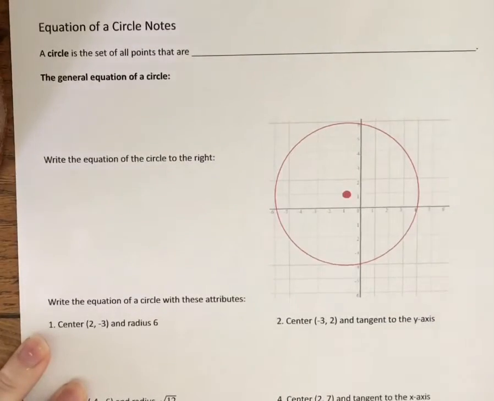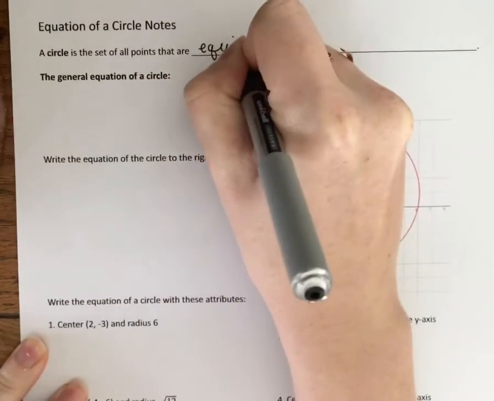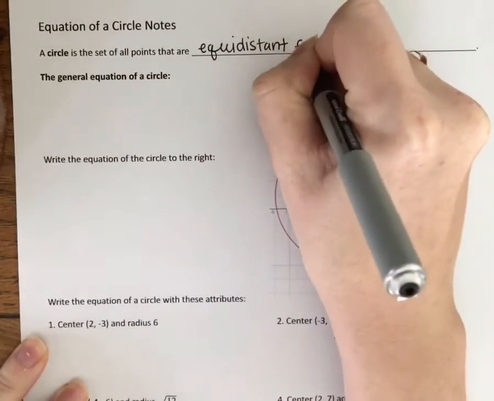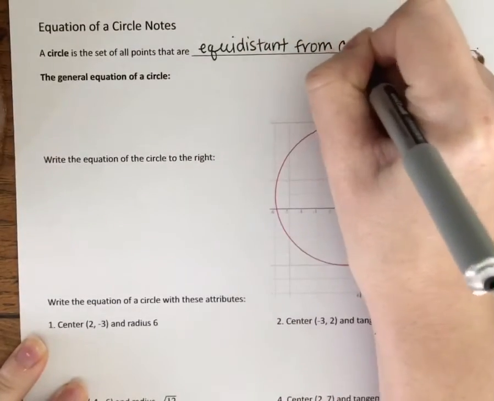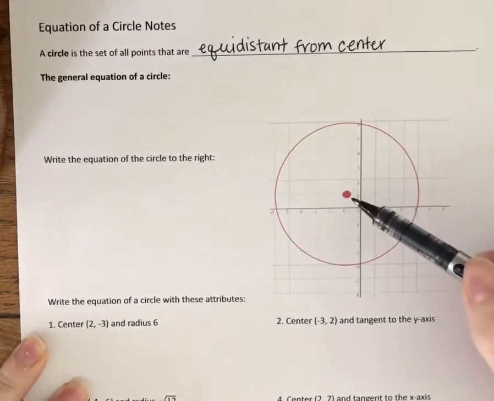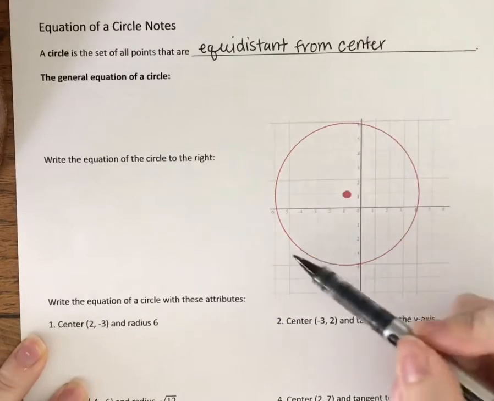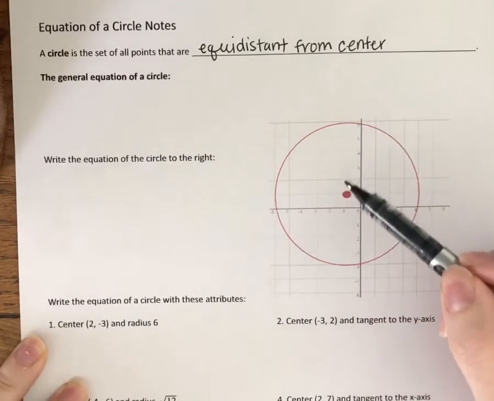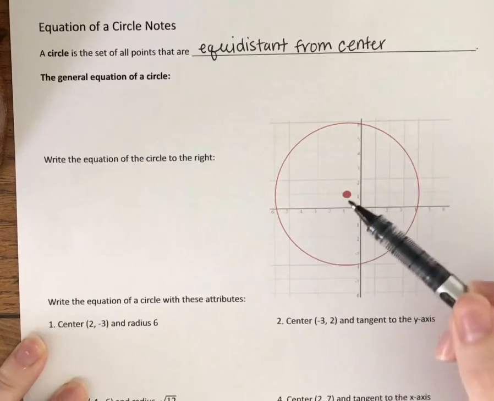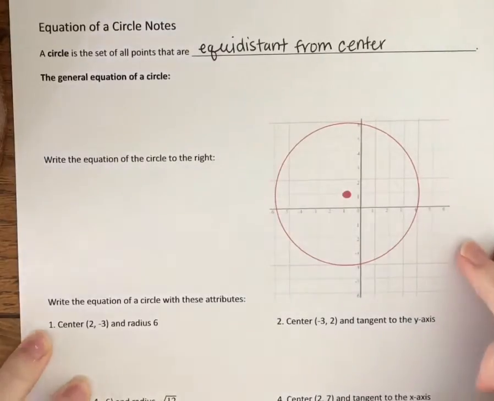Okay, so first things first, I know we've gone over this before, but a circle is the set of all points that are equidistant from the center. So in a circle, if our center is here, for example, every single point on the circle is the same distance from here. So no matter where I would draw a radius to in the circle, it would always be the same.